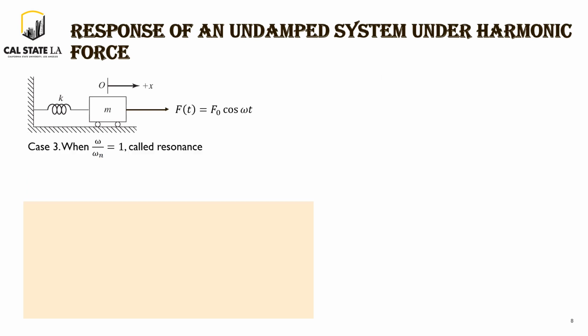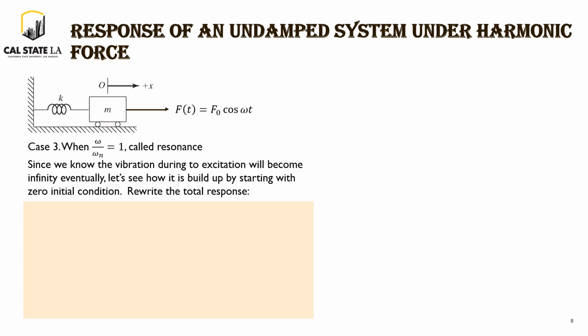The case 3 is when omega over omega n is equal to 1. This is also a case called resonance. Since we know that a vibration due to excitation will become infinite eventually, let's see how it is built up by starting with zero initial conditions.